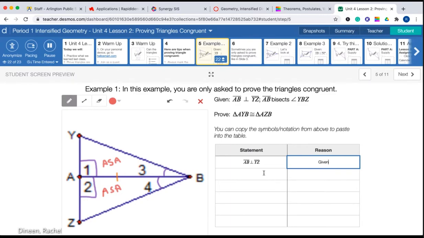All right, so after we looked at that given, on our diagram, we marked that angle 1 and angle 2 were both right angles, correct? So I can say, I'm going to copy and paste this angle symbol. So angle 1 and angle 2 are right angles. Okay. And that is the definition of perpendicular lines.